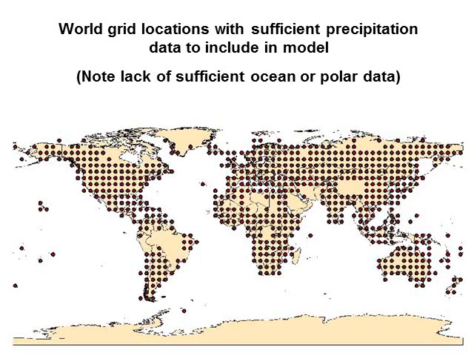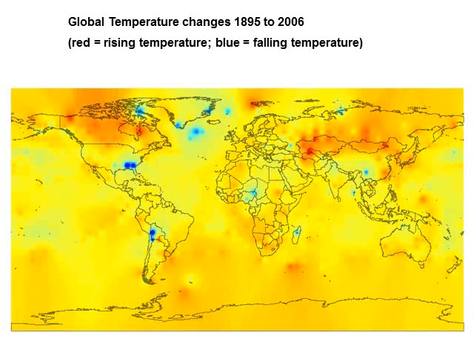So you can see these are the spots in the landmass where we felt we had sufficient data to do a precipitation. So globally, here's the 100-year plus map of changes in global temperature, up to about the year 2006. And you can see that, as you might have expected, most of the Earth shows a warming trend, but some very significant areas on the Earth showed cooling trends, the blue indicating cooling trend.